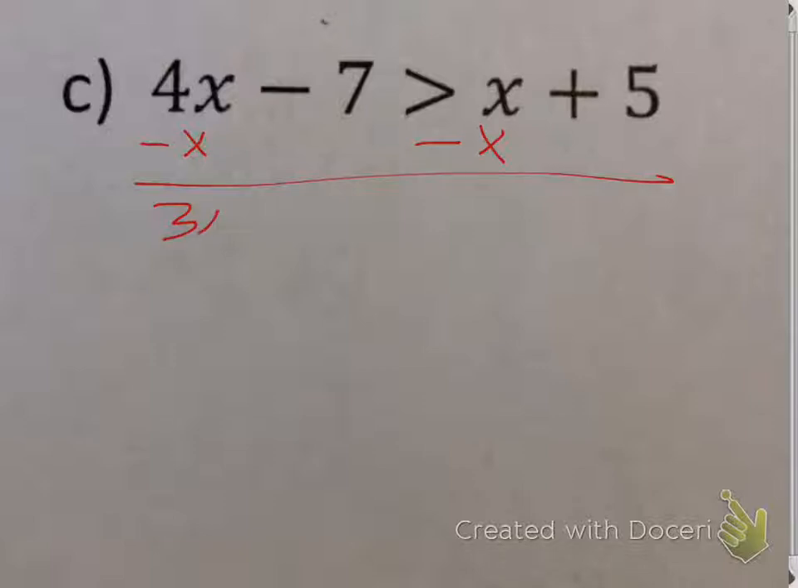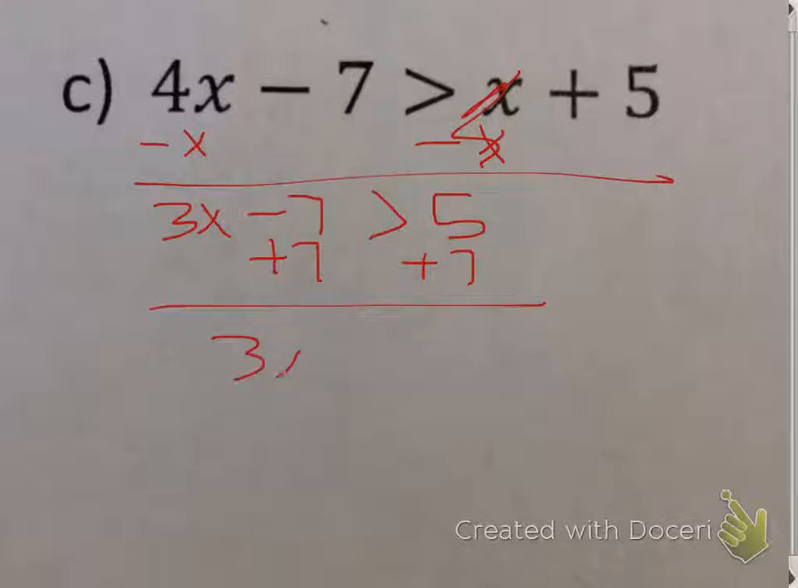4x minus x is 3x. I still have a -7. I have greater than. Those x's canceled out. And then I have a +5. Now that I have all of the variables on one side together, I can just continue to solve it like normal. So the first thing I'm going to do if I need to get that x by itself is to add the 7 to the other side. So I have 3x is greater than 12 because 5 plus 7 is 12.